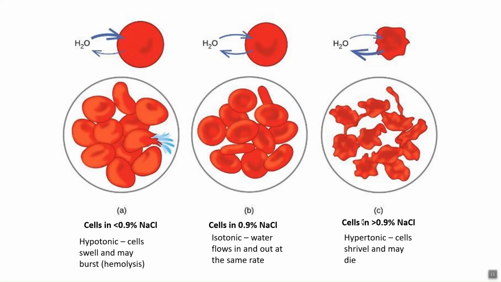We can also have what are called hypertonic solutions, where the concentration is greater than 0.9%. So now it's 0.9% inside the cell and greater than 0.9% outside of the cell. Seawater, for example, would be about 3.5% NaCl. So this would be a hypertonic solution. In this case, the water flows out of the cell because it flows towards the higher concentration outside of the cell, and this can cause the cells to shrivel up and potentially die.